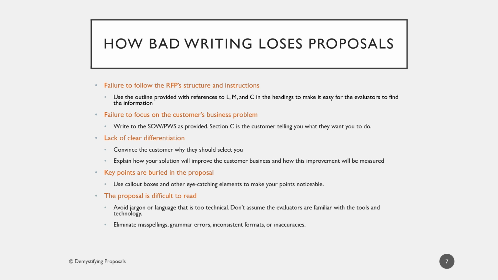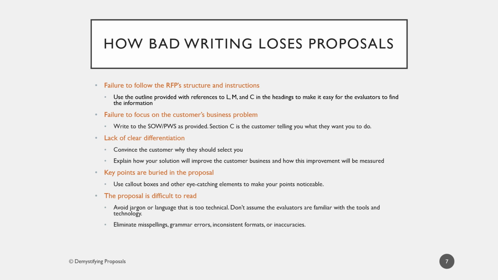Another example might be a lack of clear differentiation. You need to convince the customer why they should select you. Explain how your solution will improve the customer's business and how this improvement will be measured. Another example might be that key points are buried in your proposal. We use call-out boxes and other eye-catching elements to make your points noticeable.